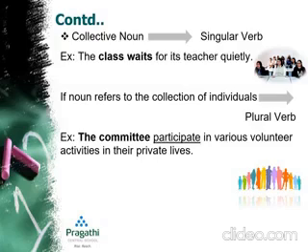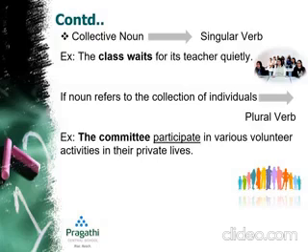Let's see here. The class waits for its teacher quietly. Here the class is a collective noun and this class is referred to as a single unit. That's the reason we have taken waits, simple present tense form. The second example says, the committee participate in various volunteer activities in their private lives. See here, private lives. Lives already is a plural. And here the committee, though it is a collective noun, is referring to the collection of all the individuals, all the people of that committee. They do participate in volunteer activities. Do not worry.